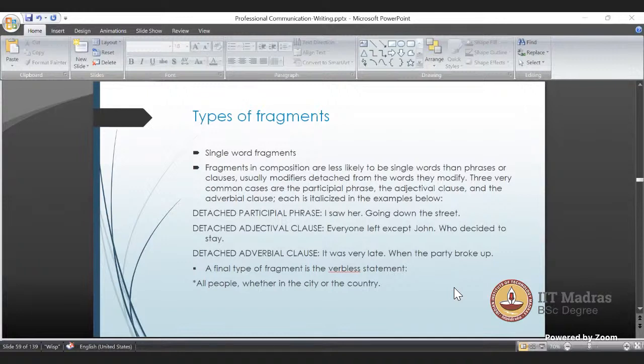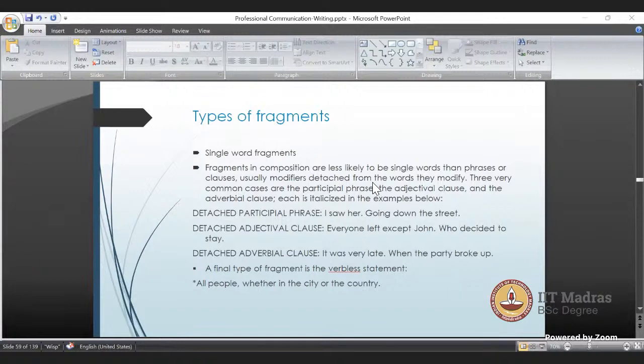And this happens when we are talking about a longer piece of writing, not like the ones that you saw in advertisements or otherwise. In a longer form of composition, in a longer form of writing, you can find all of these three fragments that you see on the screen. Okay, understood?